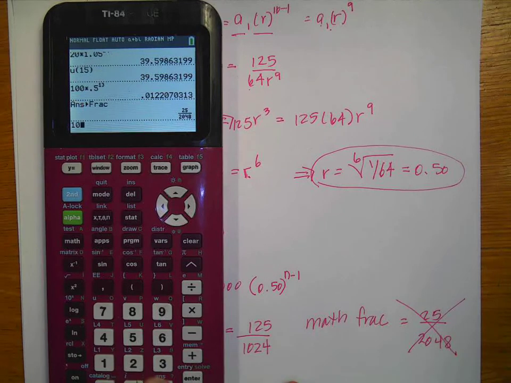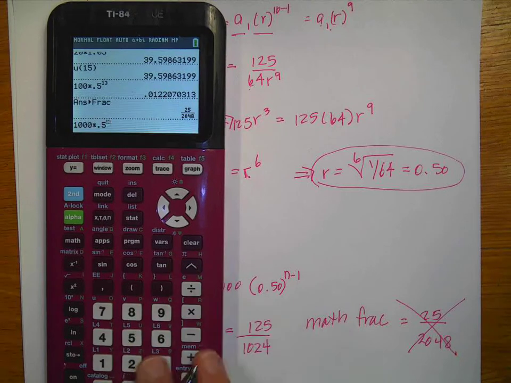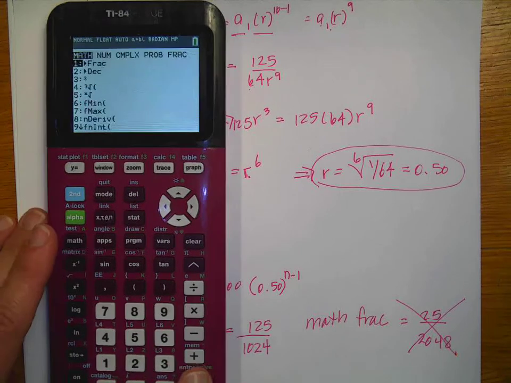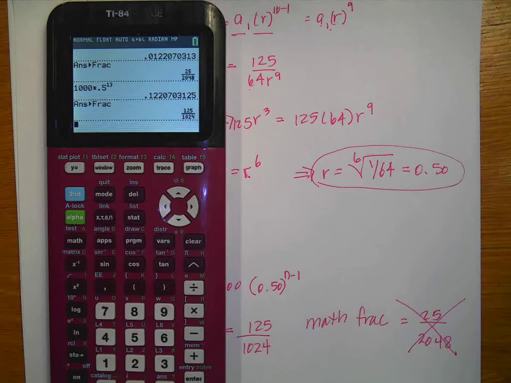Sad day, I entered it badly, wrong statement. So I have 1,000 times 0.5 raised to the, what number did I raise it to, the 13? And then I'm going to math frac it. Oh, there we go. There's our cool little answer. So I was right the first time. Whew, sometimes brain farts happen. All right, let's keep moving and start talking about sums.